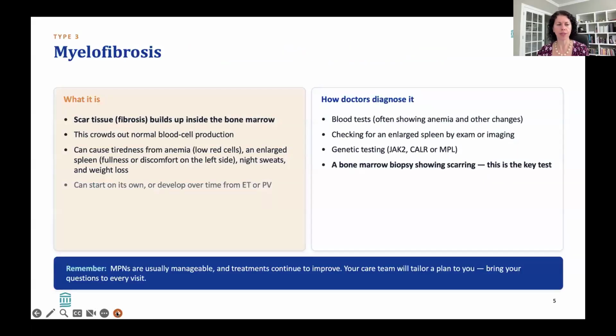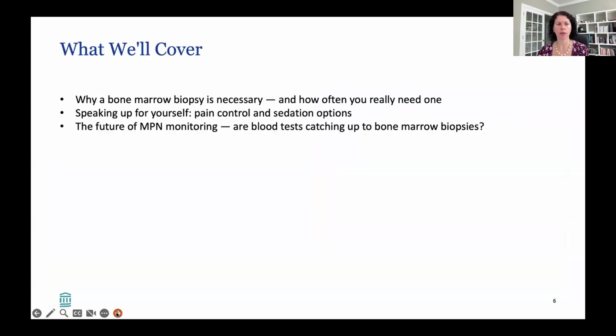Same with myelofibrosis. Sometimes we're able to guess that somebody may have myelofibrosis, but really the bone marrow biopsy will tell us about the fibrosis, which is the medical term for scar tissue. And the only way to see that is inside of the bone marrow. Like I said, the bone marrow is where all of the blood is made, and so that gives us a sense of what's going on.